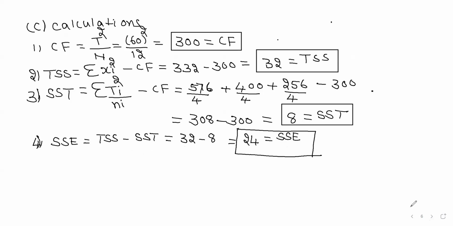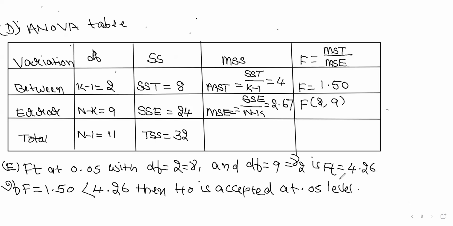Now, next, we have to form the Anova table. Very, very important. The examiner gives the marks for this only. By looking at the table, he will award the marks. Now, look here, Anova table. The columns are: variation, degrees of freedom, SS (sum of squares), MSS (mean sum of squares), and F ratio, MST divided by MSE. Now, here between, degrees of freedom is K minus 1. K is 3, so 3 minus 1 is 2.